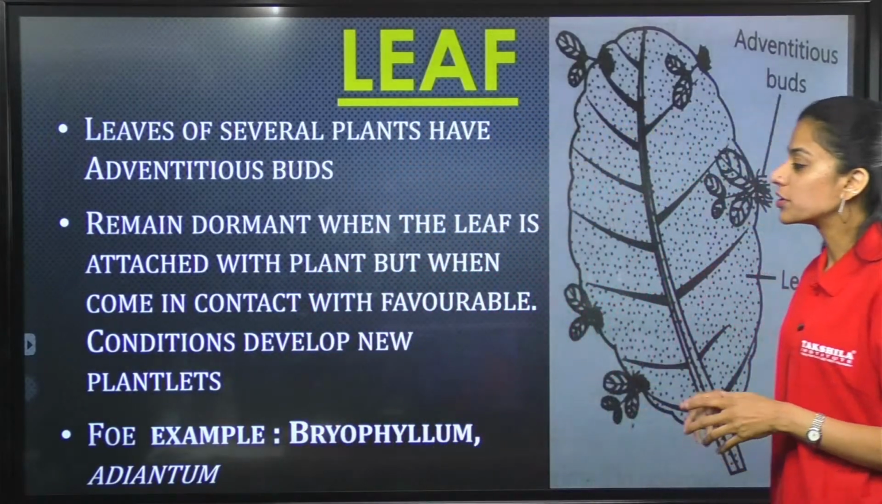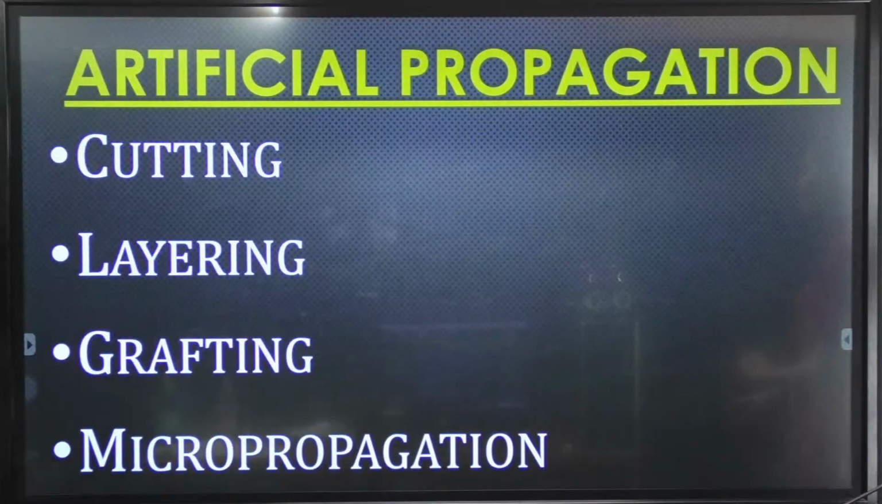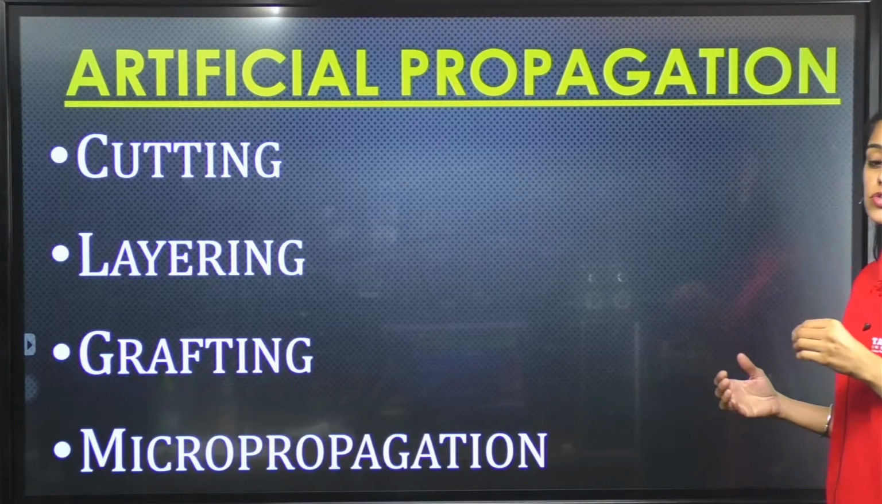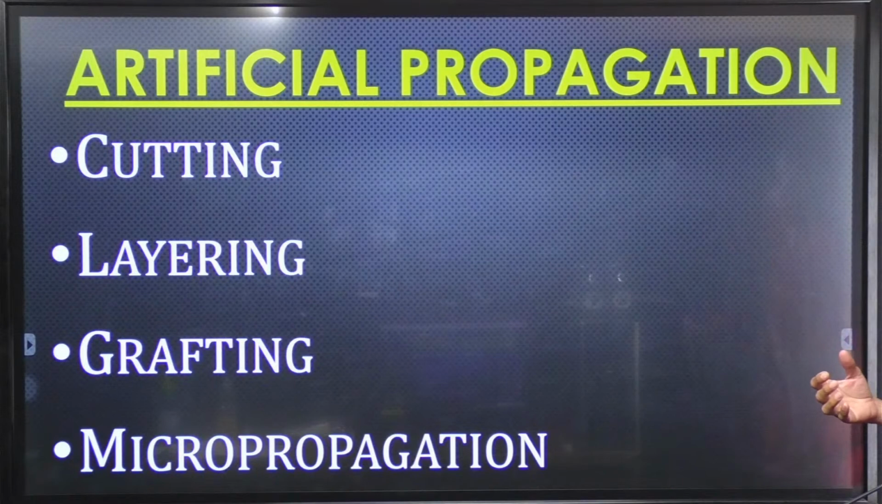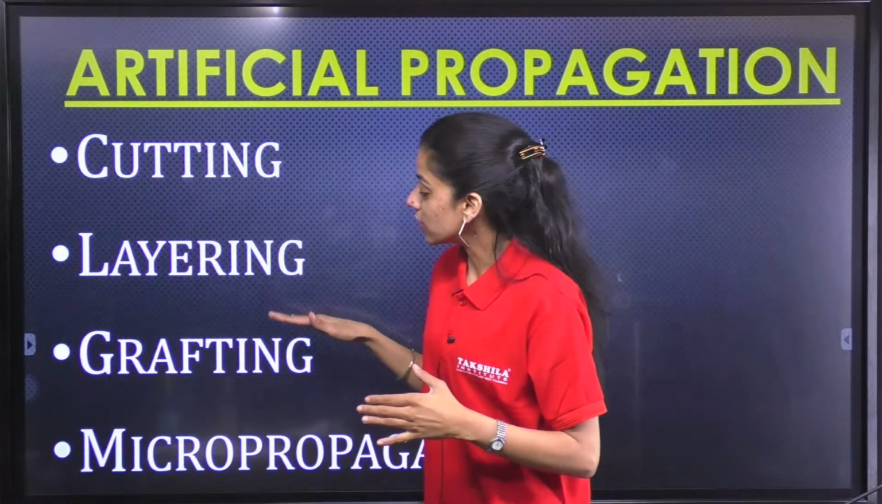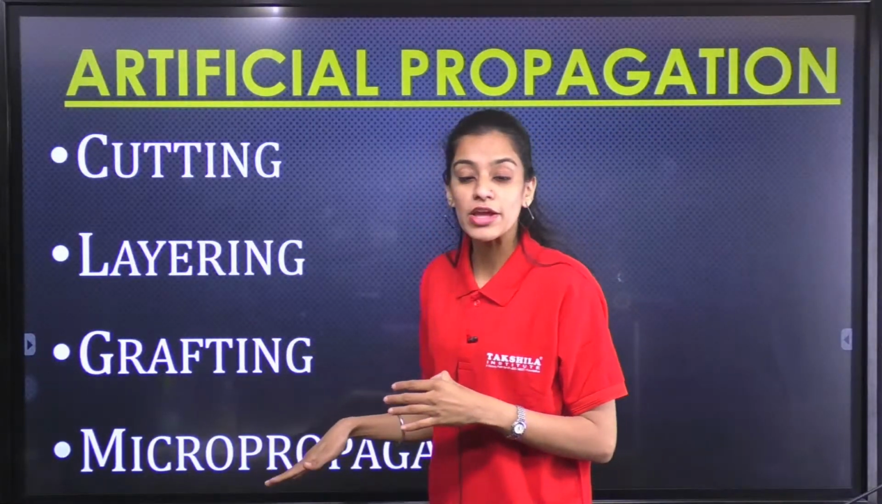And now we're going to discuss artificial propagation. So how we can artificially propagate different structures so that they can develop into new plant organisms, right? So you have cutting, you have layering, you have grafting, and you have micropropagation.